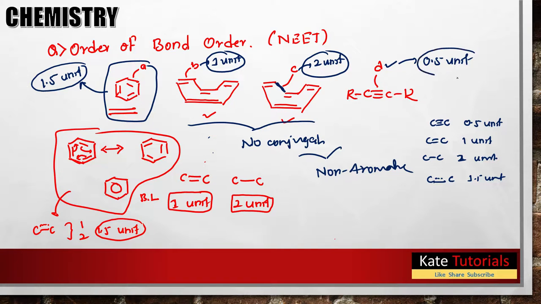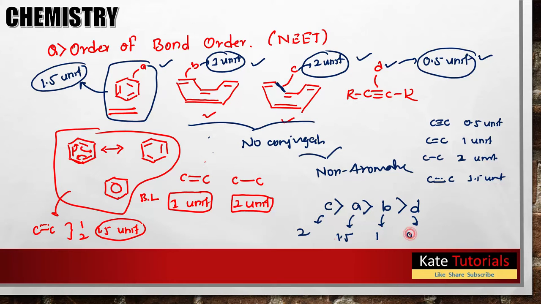If I compare all of A, B, C and D, whose bond length is more? The carbon-carbon single bond length is more. So C has the greatest bond length because it is 2 units. Then comes 1.5 units, that is benzene, then B, that is 1 unit, and D, that is 0.5. I hope you got it. C is 2 units, benzene is 1.5 units, B is 1 unit, and the last one, D, is 0.5 unit. So this is the order.